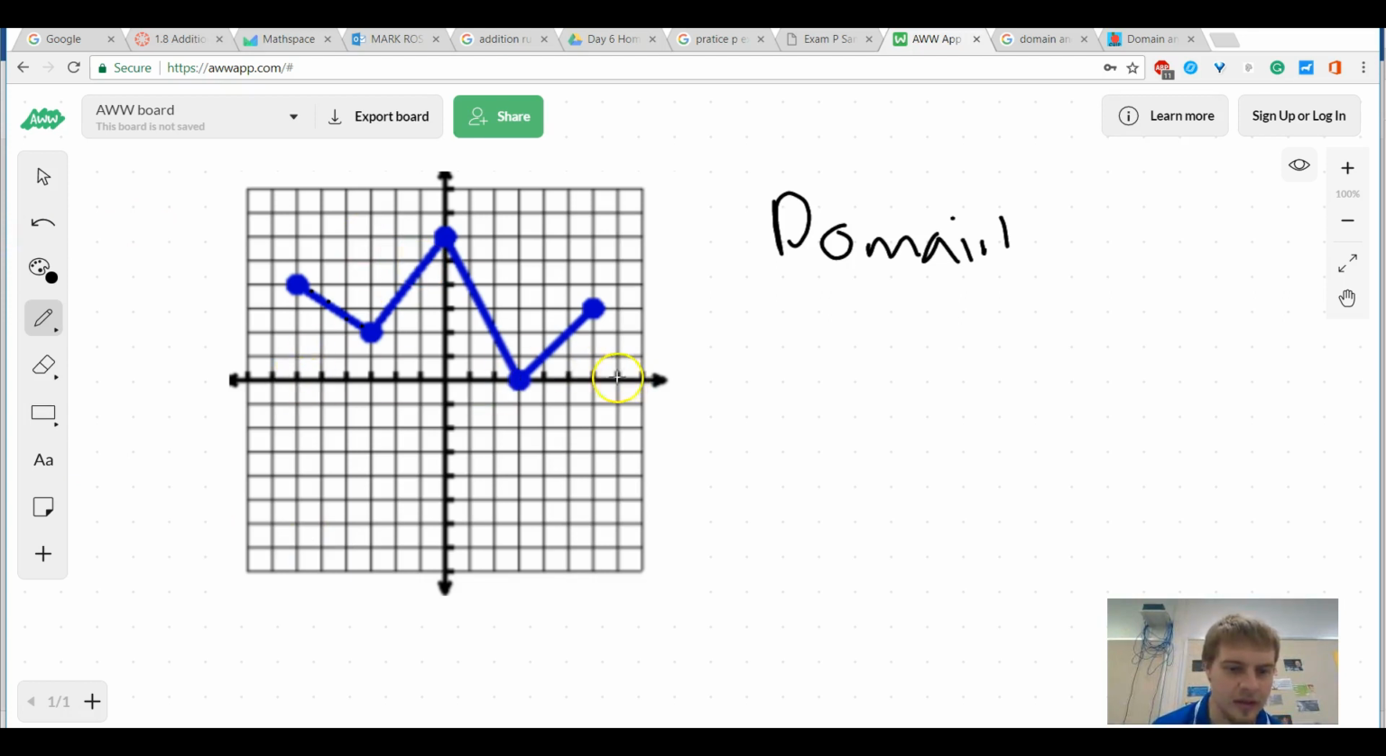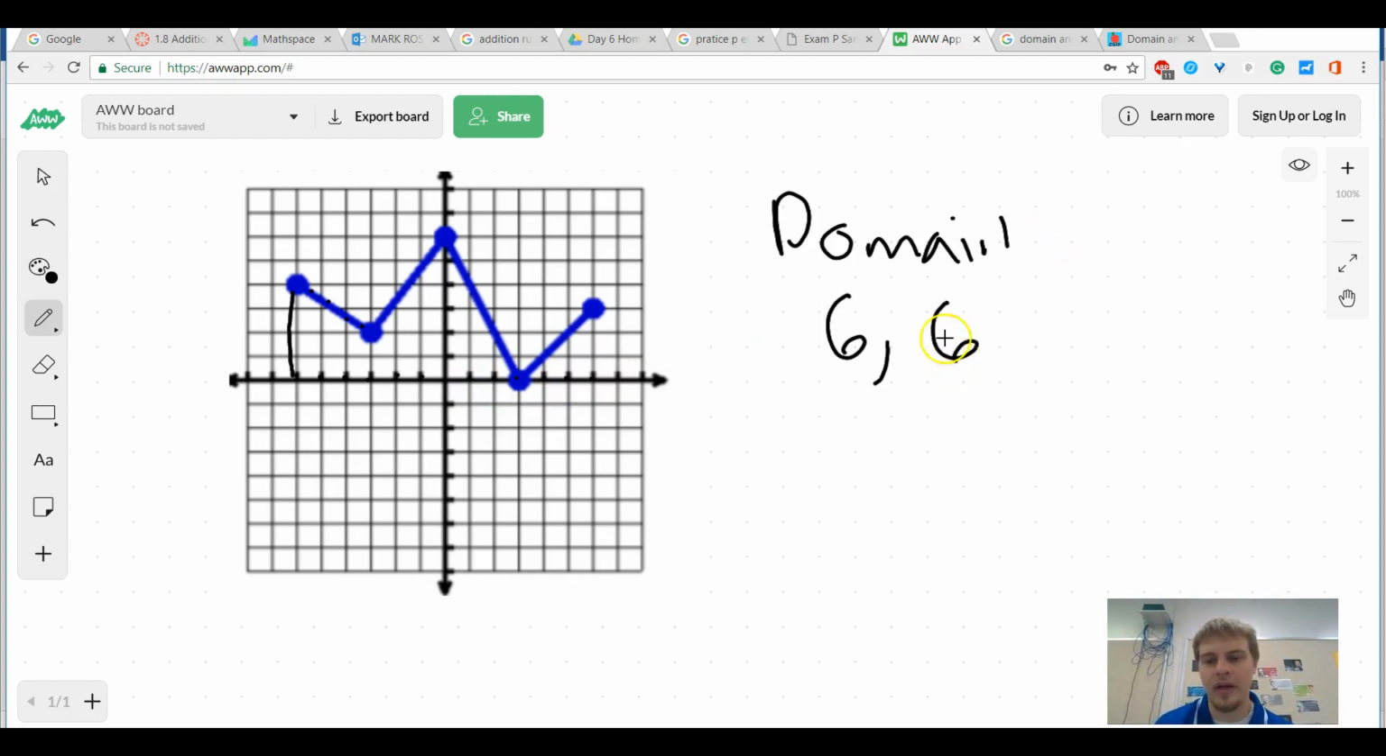So this thing, the smallest x value, if we go along this thing, would be right here, which goes down 1, 2, 3, 4, 5, 6. And the largest x value is out here. So 1, 2, 3, 4, 5, 6.